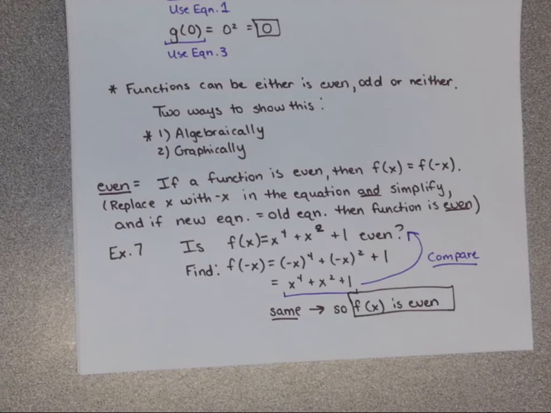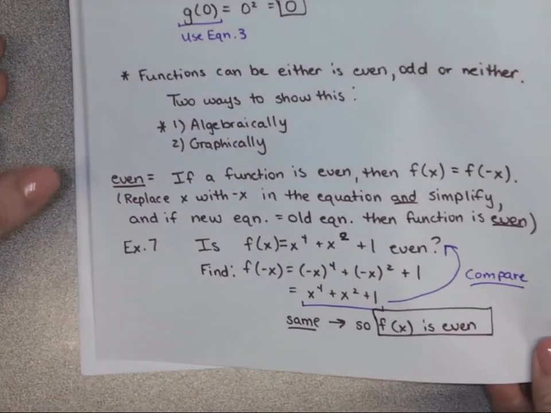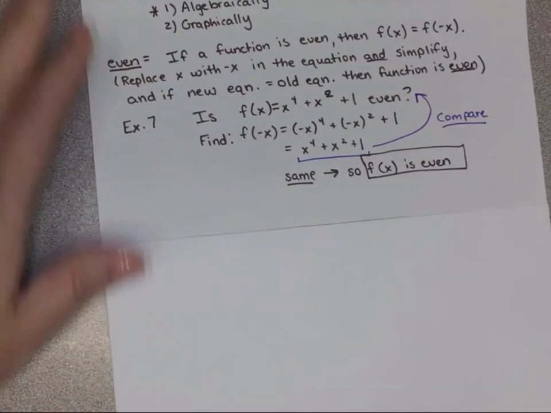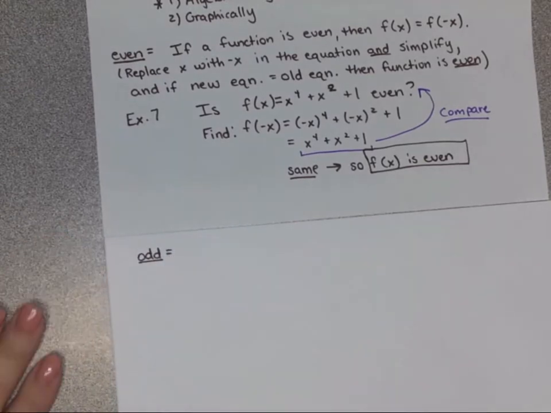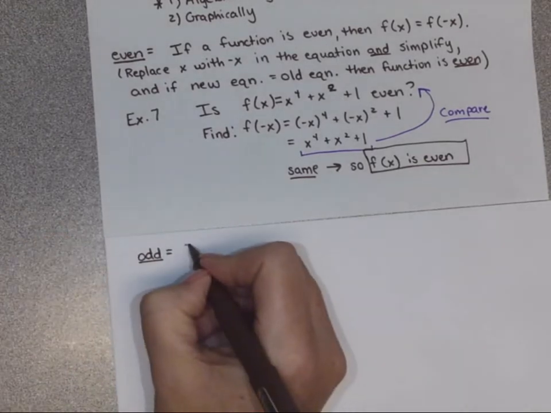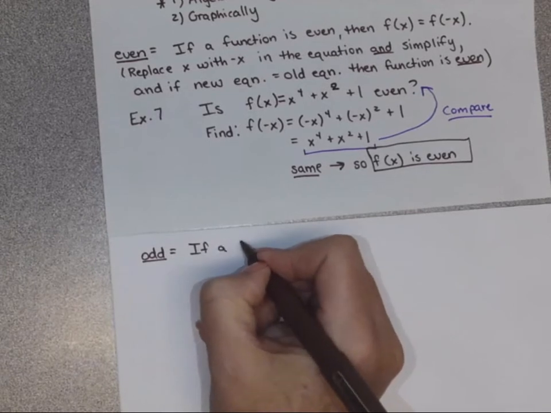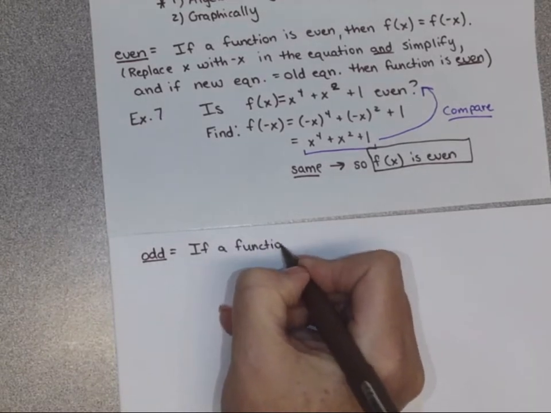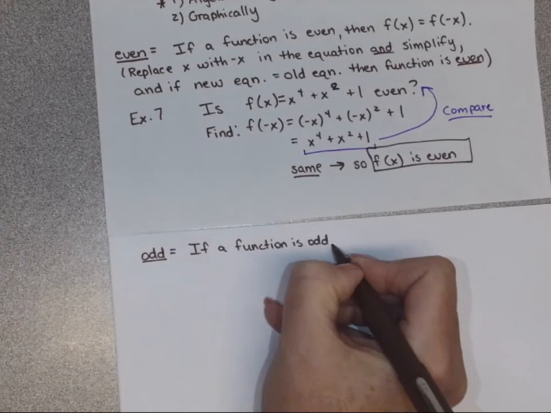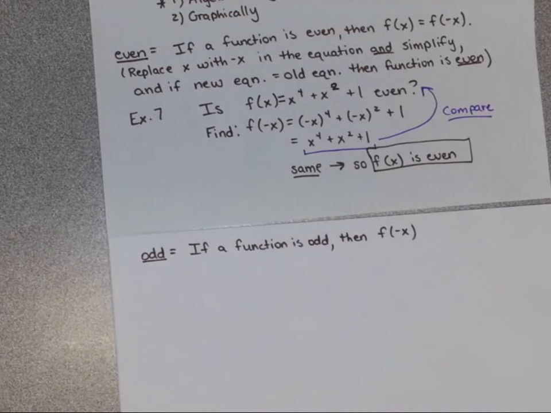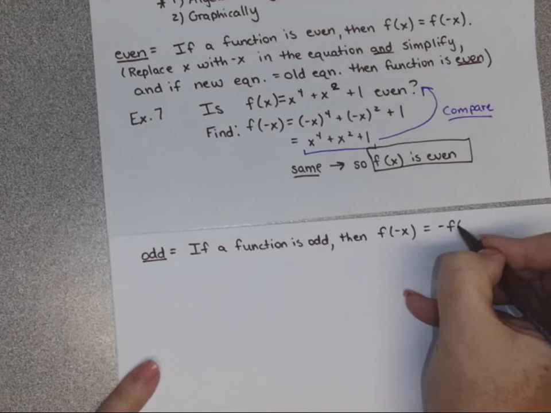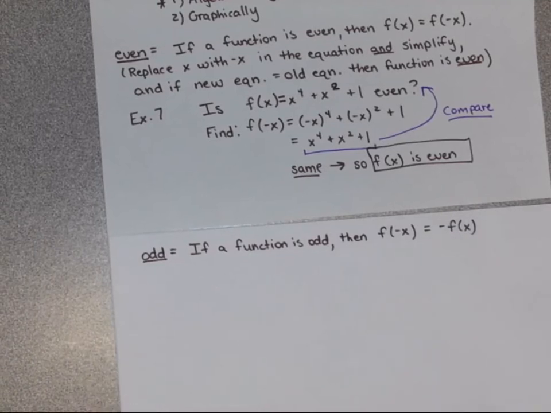All right, so let's look at odd, and then I'm going to talk about my math lab and how I want you to practice this on my math lab. So here's how we're going to describe odd functions. If a function is odd, then f of negative x, in other words, the result we get when we plug in negative x, is actually the negative version of the original. Again, this is what my math lab and your textbook will tell you.